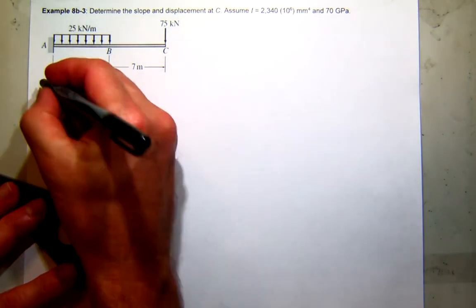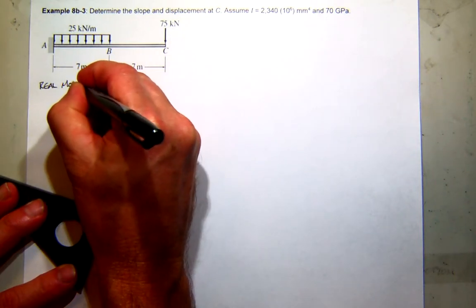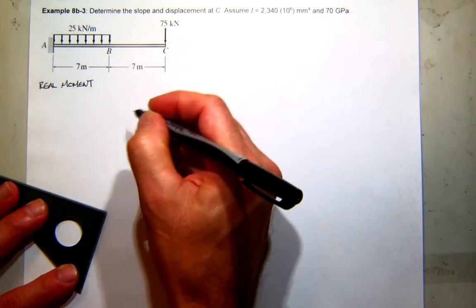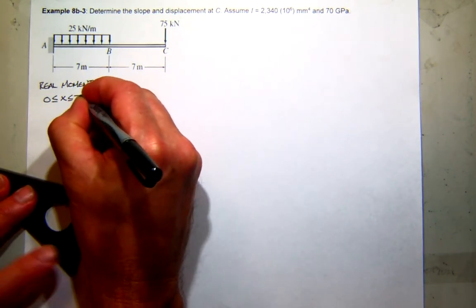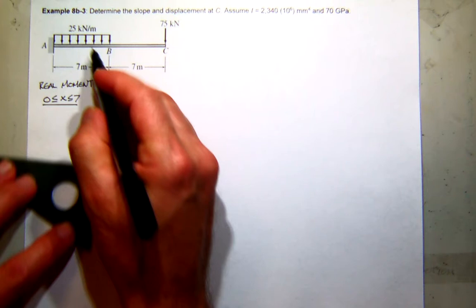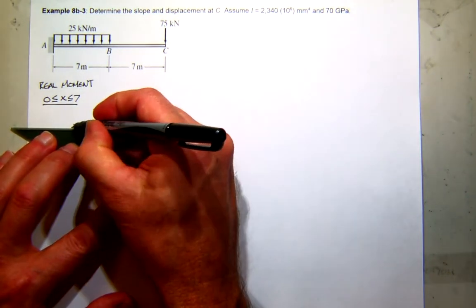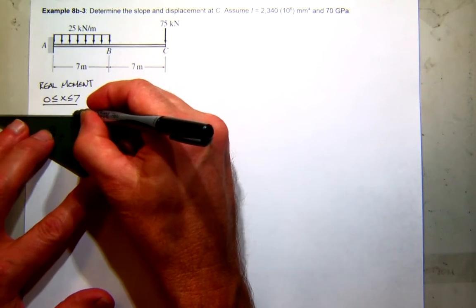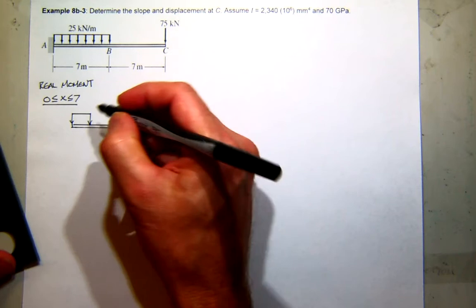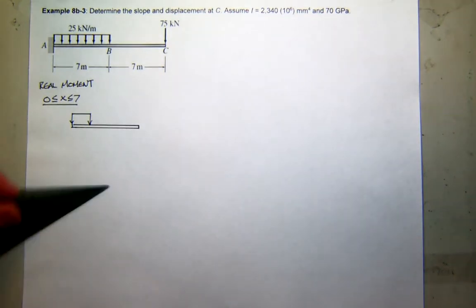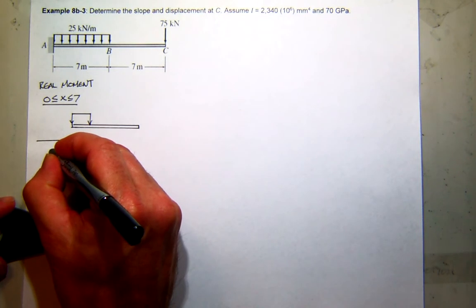So let's write the real moment. This will be valid from 0 to 7. So I'm going to cut it here and go right. So there's the load. The distance from the left to the cut is x.